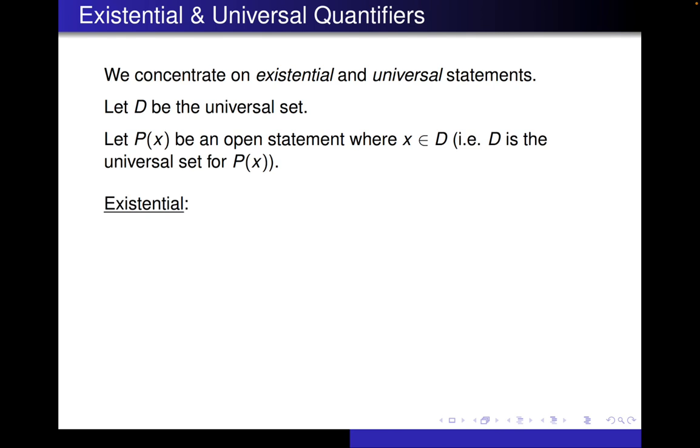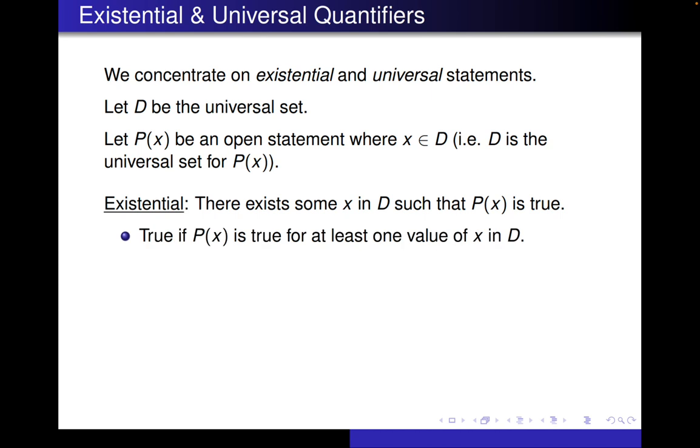So let's see. Our existential quantified statement is going to sound like this. There exists some X in D such that P of X is true. Right? So anytime you have a statement of that form, that is an existential, or if you say a there exists statement, that'll be fine too. I won't give you trouble, I promise.